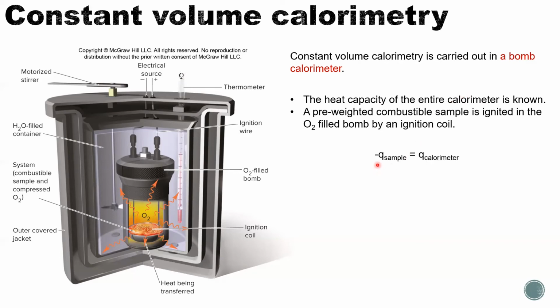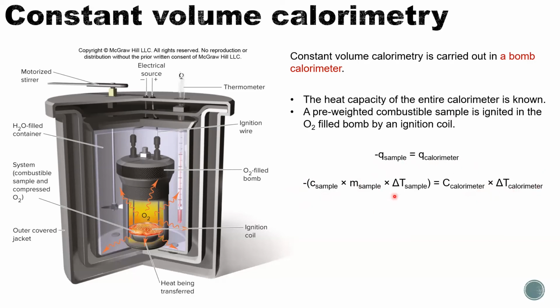Still, negative the heat transfer from the sample equals the heat of the calorimeter. Plug in numbers. For the sample, it equals Cm delta T, and we need to put the negative beforehand. For the calorimeter, it is C calorimeter, the heat capacity of the calorimeter, times the delta T of the calorimeter.